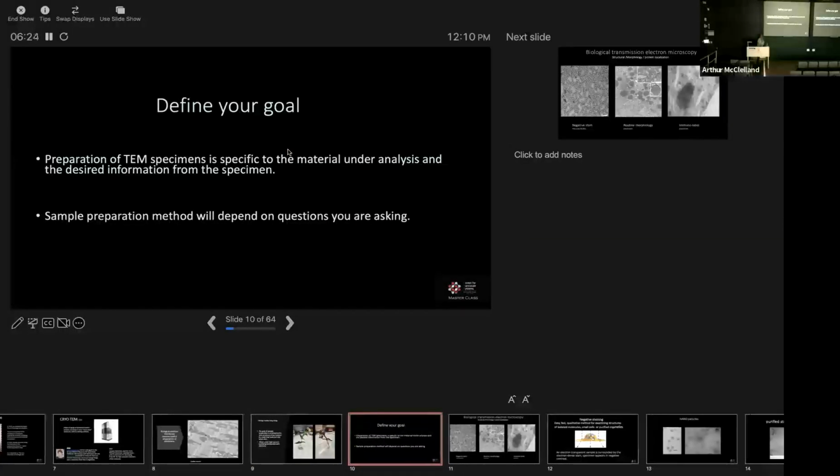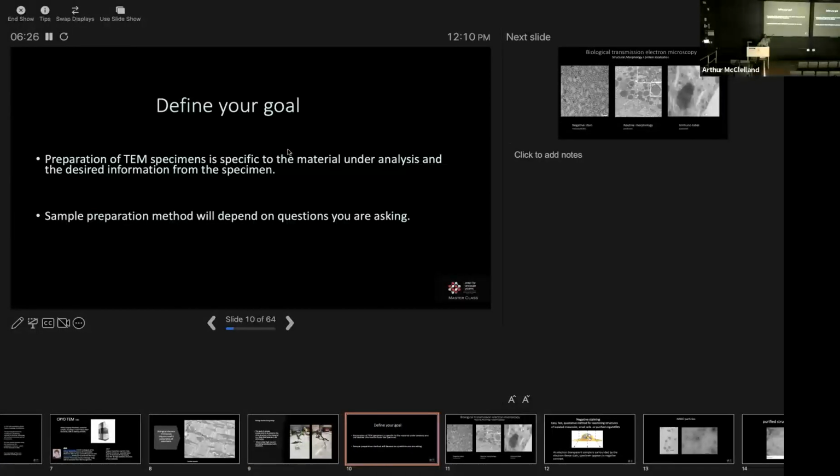So how do we do this? We have to think clearly before we even get started. When the cells are still happy in the incubator and the mouse is still running around in his cage, what do we want to see? How do we want to see it? And think about that before we do any fixing or preparing the tissue. So we have to define our goal.